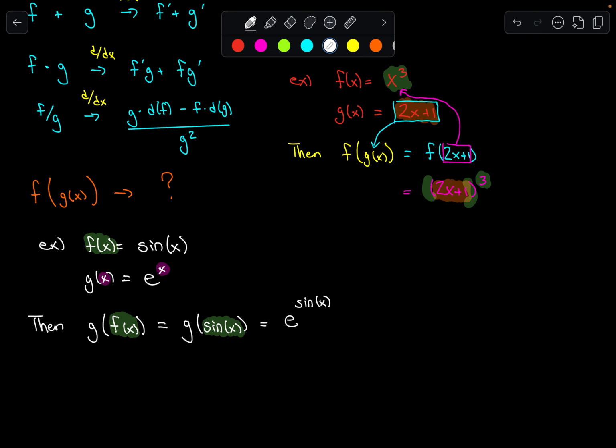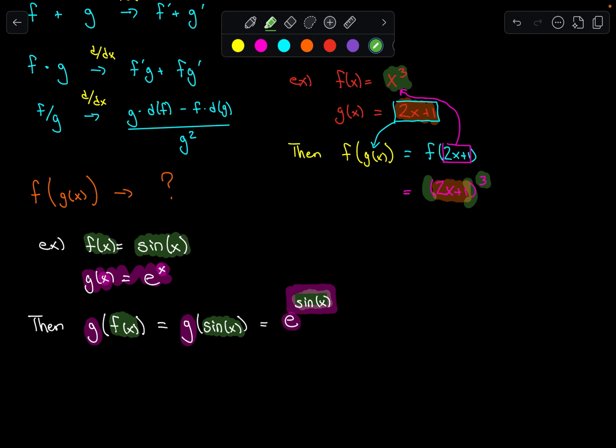And again here, you can identify the two parts. We have our outside function, if you will, which is going to be the e to the x bit, so e raised to something. That was our g function. That's what was on the outside. And then the stuff that goes on the inside, our inside function for this composition, would be sine of x.